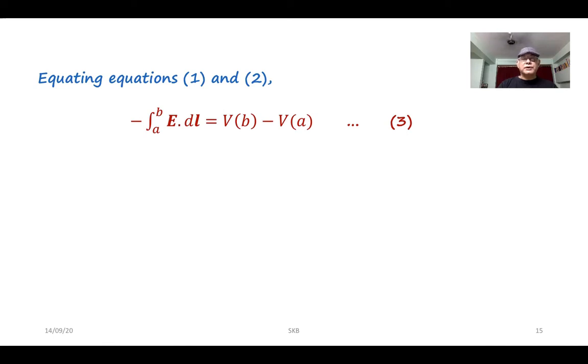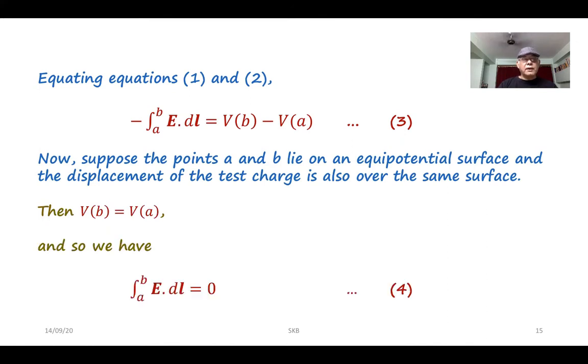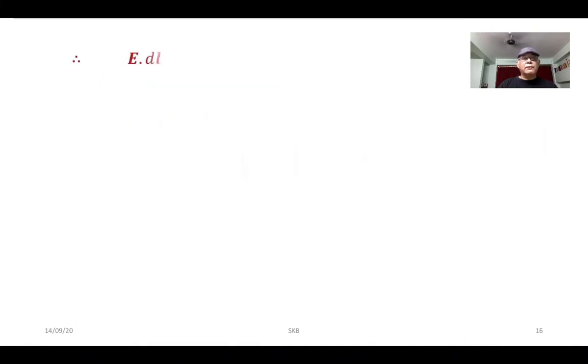That is equation 3. Now suppose the points A and B lie on an equipotential surface and the displacement of the test charge is also over the same surface. Then V at B is equal to V at A. And so we have integration A to B E dot dl equal to 0. This is equation 4. Therefore, E dot dl is equal to 0, or E dl cos theta equal to 0.